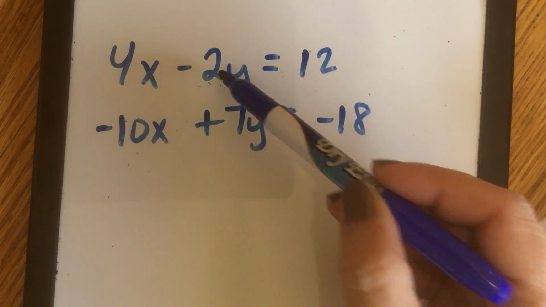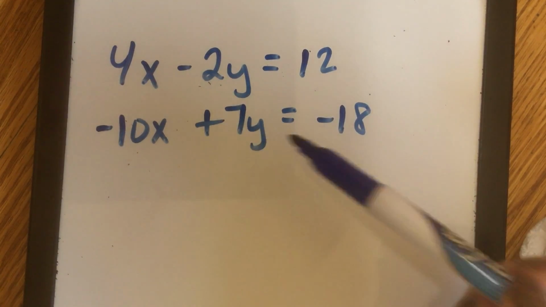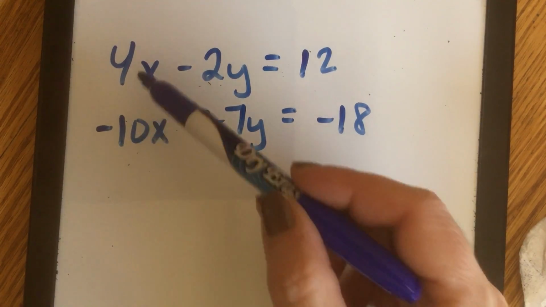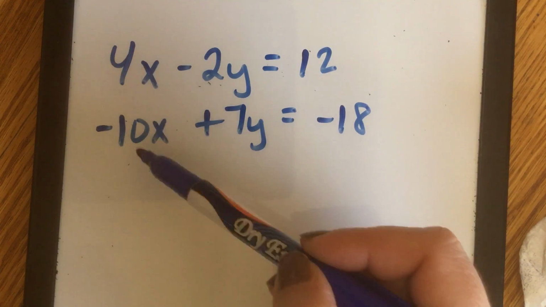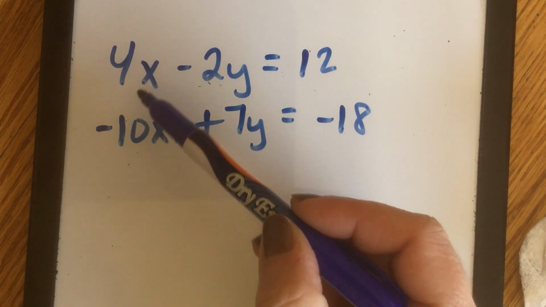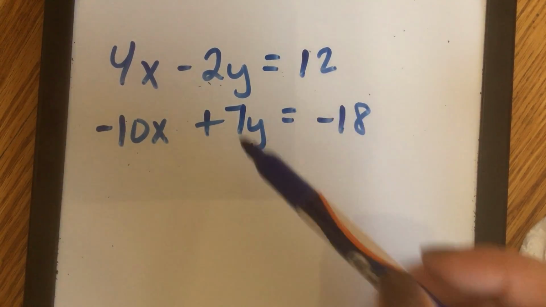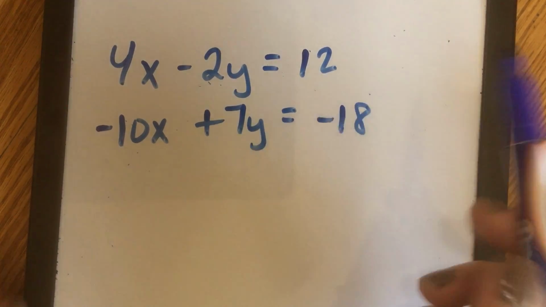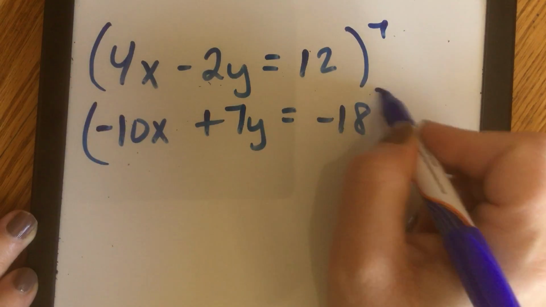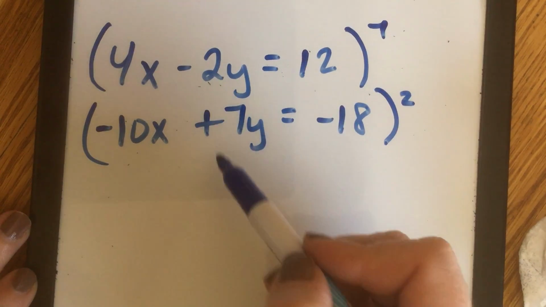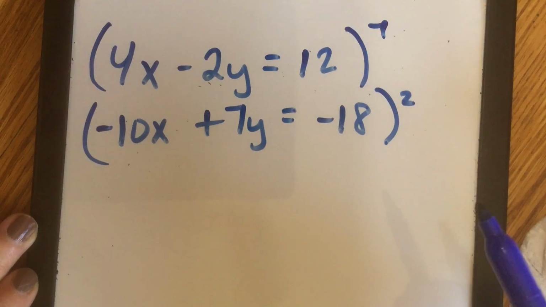So my two smallest coefficients are 2 and 7, so I'm going to work with the y's instead of the x's. It doesn't matter. I could get these both to 20x and negative 20x. I could get them to 40x and negative 40x, but I'm going to work with my y's and get them to 14. So I need to multiply the top one by 7 and the bottom one by 2. And they're already opposite signs, so I don't have to multiply by a negative.